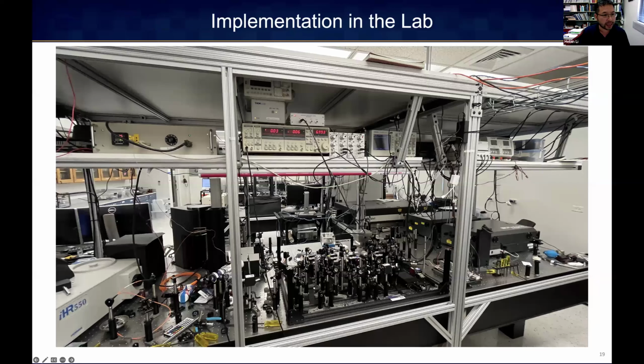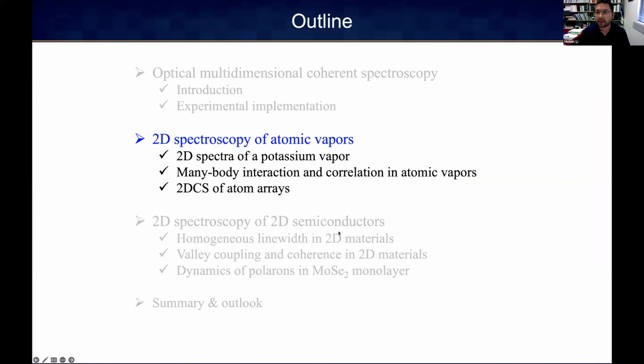Okay, and this is how it looks like in the lab. Here, this is a laser system. This is a 2D spectroscopy setup. And here, right now, we have a cryostat for solid state samples, and there are some spectrometers on the side. Okay, so that was the basic introduction for 2D spectroscopy.